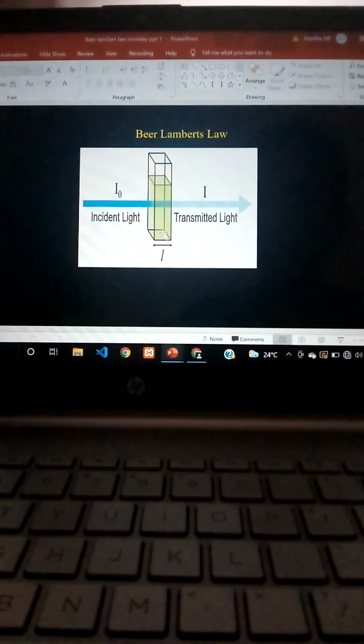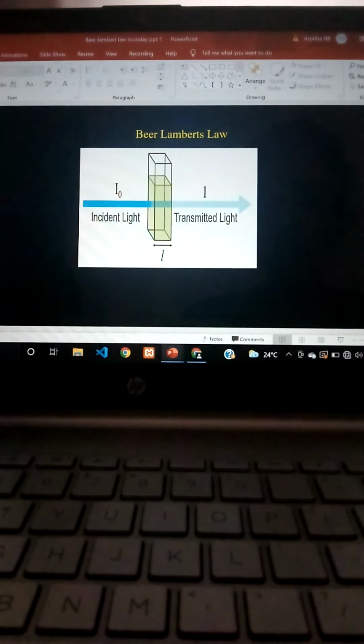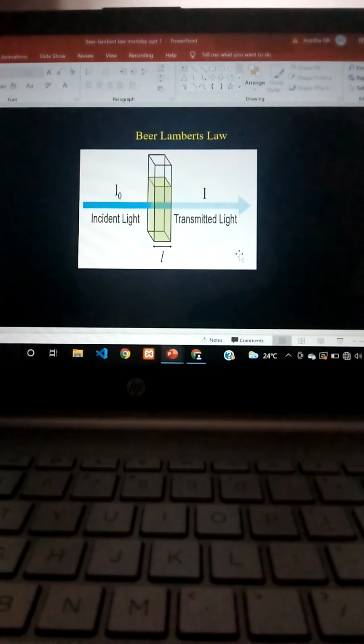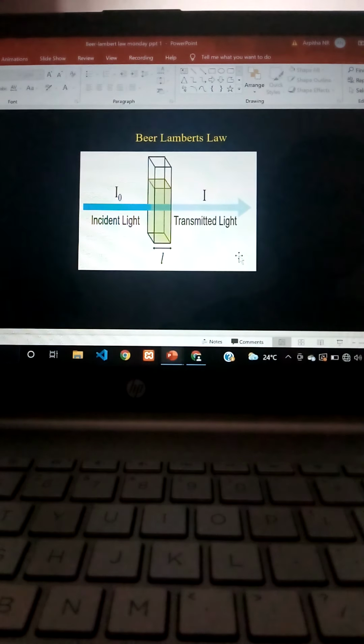So next we will move on to today's topic, that is Beer-Lambert's law. Observe the diagram carefully. In this diagram you can notice the incident light. The incident light is given as I0 and the transmitted light is given as I. Now coming to Beer-Lambert's law: suppose a beam of monochromatic light radiation of suitable frequency is passed through a solution. Okay, so it absorbs in the solution.